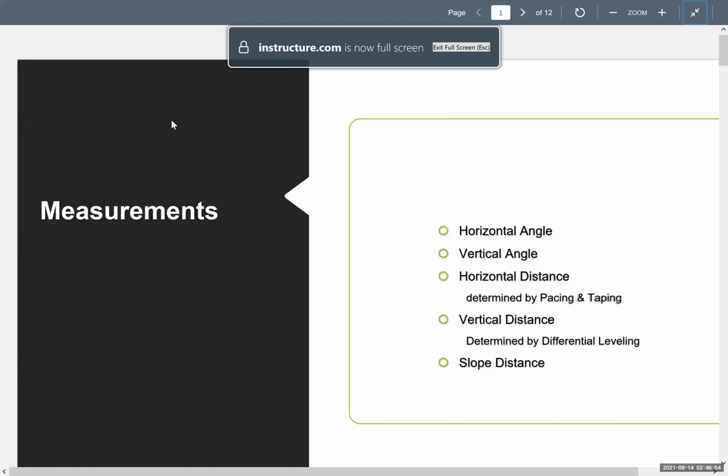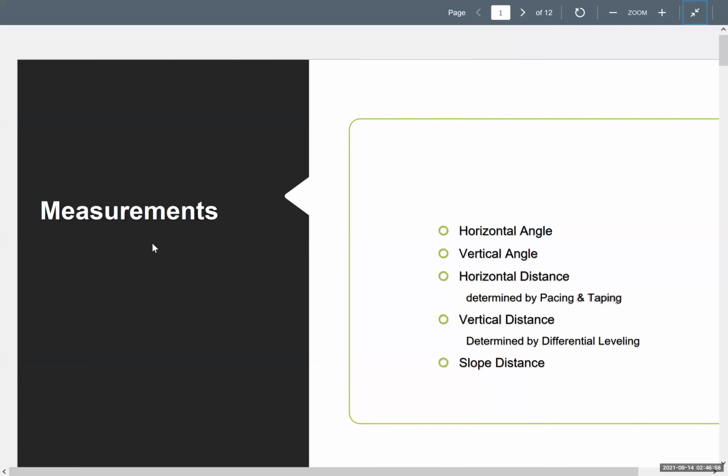Okay, so what we're looking at here is the first thing is measurements. So we remember the second week of class, I was giving you an introduction to measurements. And there are 5 different types of measurements: horizontal angle, horizontal distance, vertical angle, vertical distance, and then slope distance.